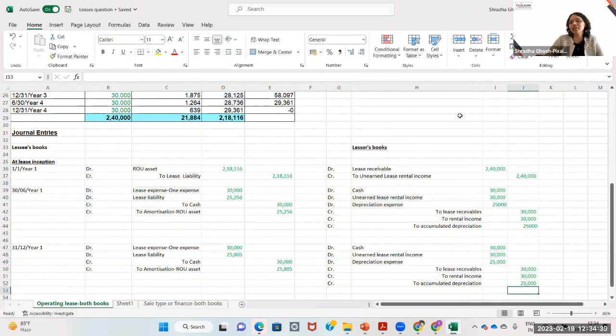Okay, I'm asking a question. I need the answer in the chat panel. What is the total interest income in the books of the lessor in the first year? What's the answer, guys?